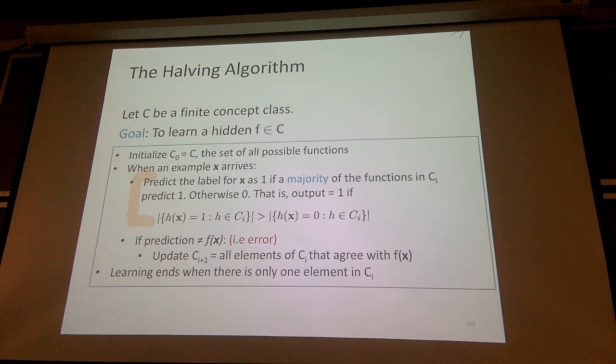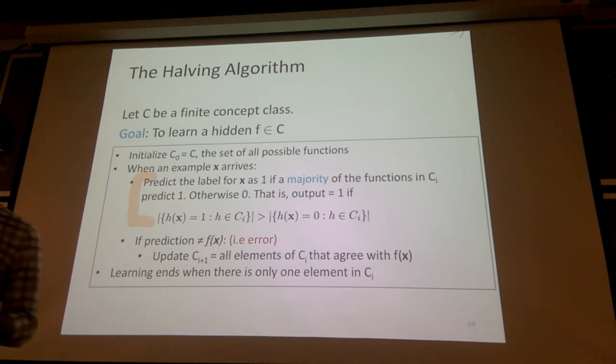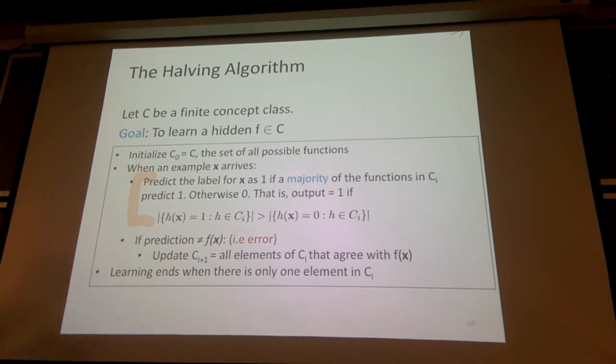So for the halving as well, when a prediction is right, it doesn't make an update. No, it does not. Both of these are mistake-driven algorithms. In fact, all the mistake-bound algorithms we'll see will also be mistake-driven. Changes happen only when there's a mistake. If there's no mistake, we just move on.